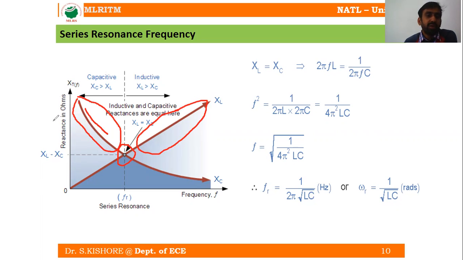One important point I want to mention here: the units of the reactance are the same as the units of the resistance. It is nothing but ohms, right? So here, this frequency is nothing but the resonant frequency. So what is this point? At this point, XL is going to be equal to XC.